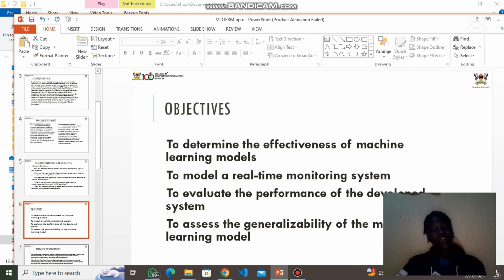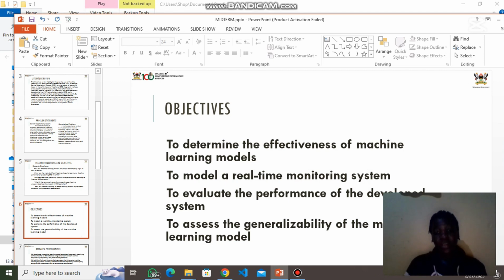We went ahead to have objectives. Basically, our first objective is to determine the effectiveness of the machine learning model. When I talk about effectiveness, we just want to assess how well the model will perform in solving the problem. Will it provide us accurate information, and how well is it going to provide us the information?